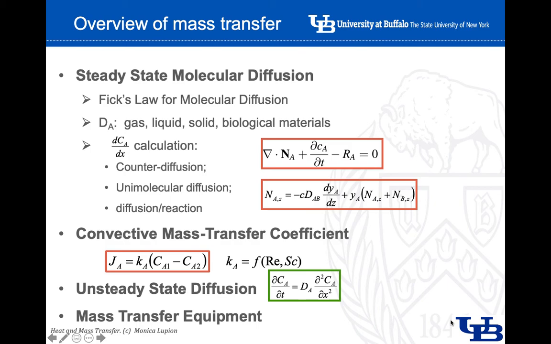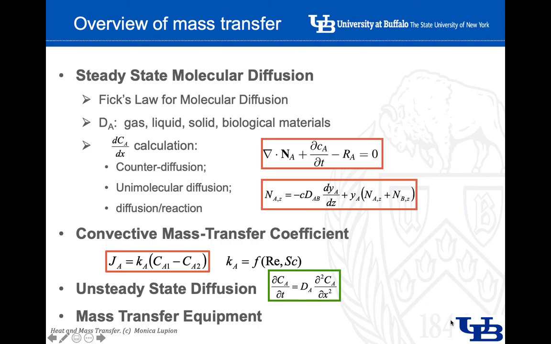In this case as well, we have to identify the geometry and the flow conditions, whether it's laminar or turbulent flow, and use the corresponding equation to make an estimation of the Sherwood number. And with that, we can estimate the value of the convective mass transfer coefficient.